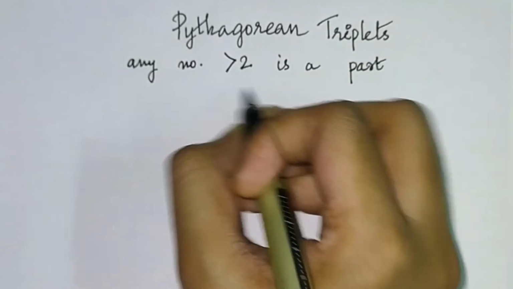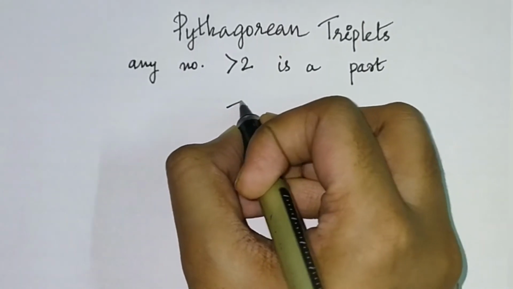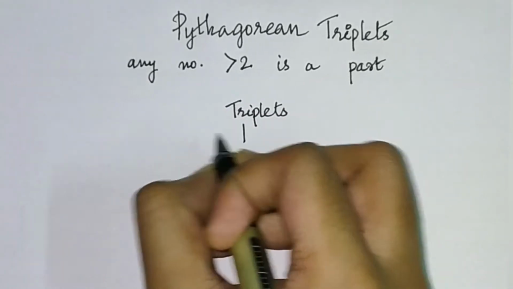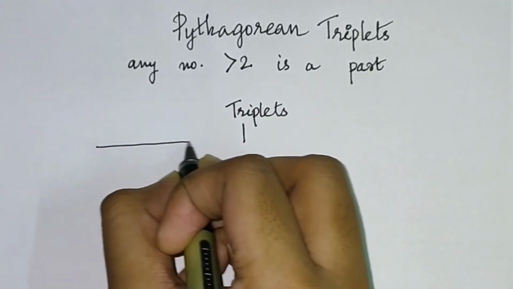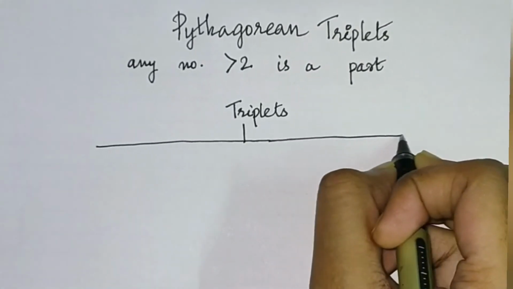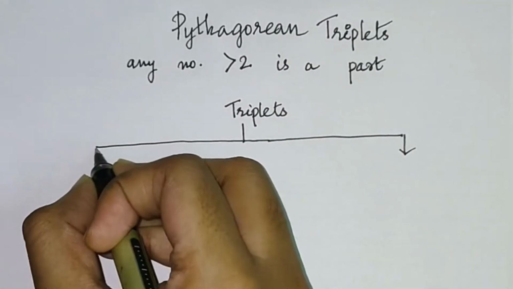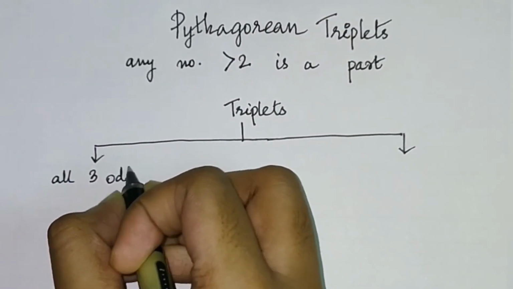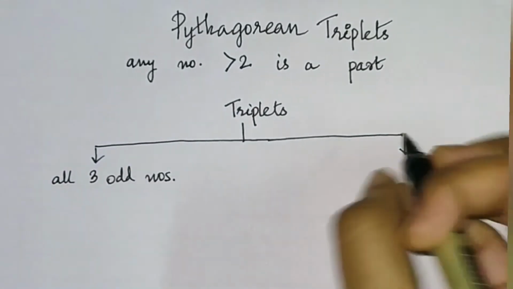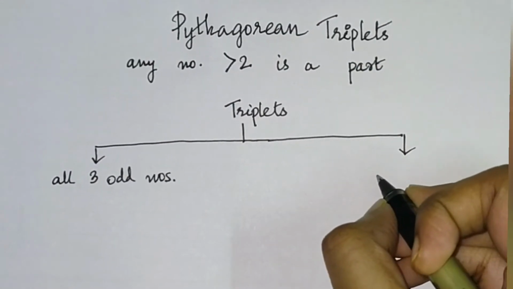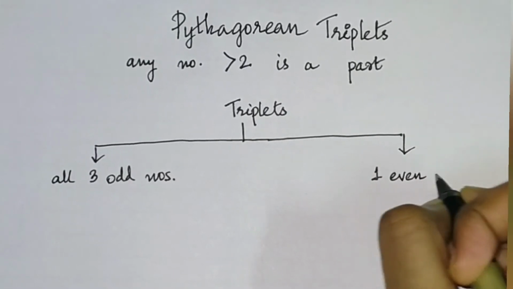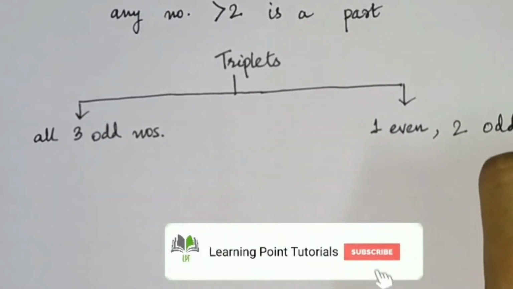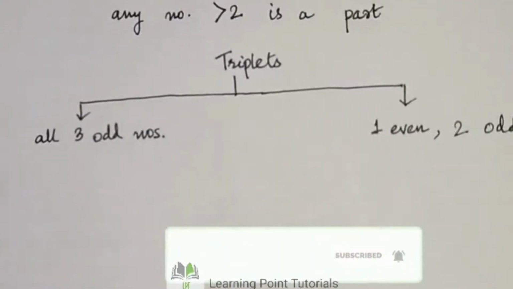Pythagorean triplets are divided into two categories. The first category is where all three are odd numbers. And in the second category, one is an even number and the other two are odd numbers. Okay.